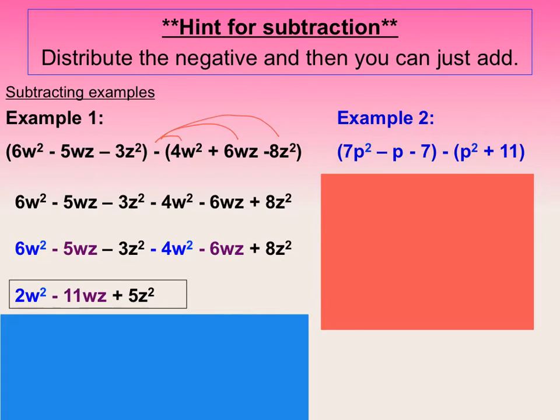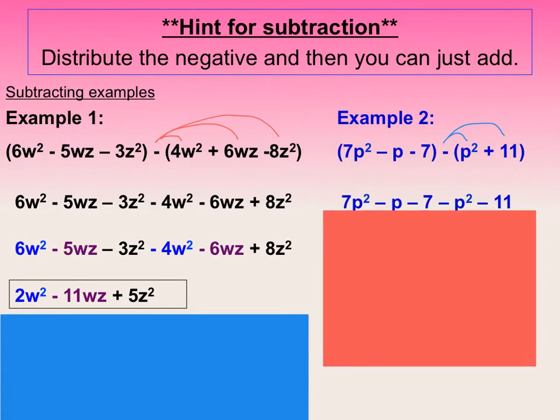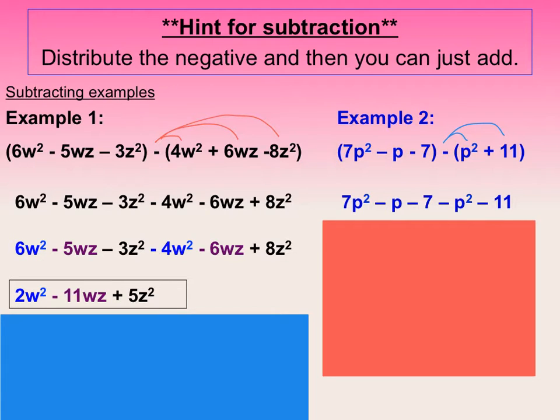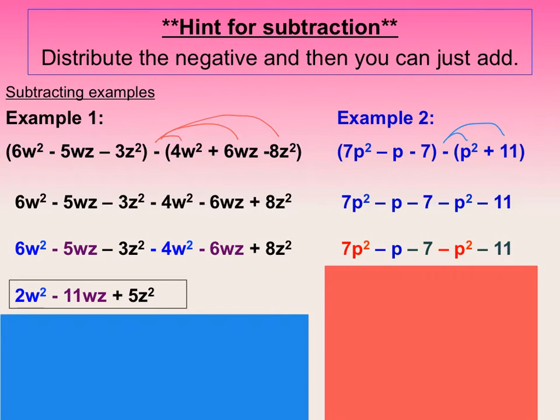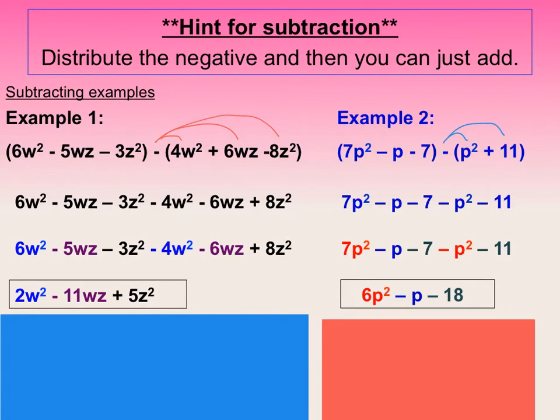Second example, same thing, we actually need to show that we're distributing that minus sign to both things in parentheses, so that becomes minus p squared minus 11, and then you can color code some sort of way if you prefer, or underline, highlight, and then combine your like terms. So 7p squared minus p squared is 6p squared, negative p all by itself, just negative p, and then negative 7 minus 11 is negative 18.